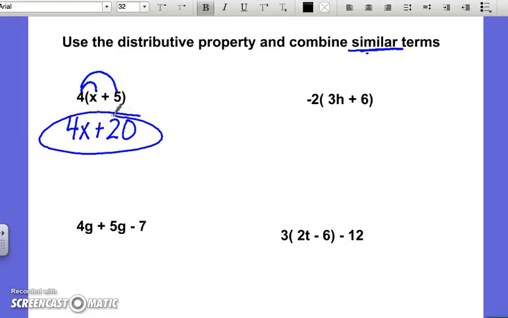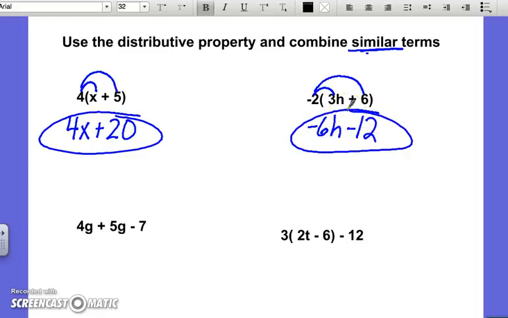So let's go over here. Distribute this -2 to everything inside. So -2 times 3h. Well, -2 times a +3, that's -6h. And then we have -2 times this +6. So -2 times a +6 is a -12. Okay? Any similar terms? Well, this is h's. This is not an h. These are just numbers.